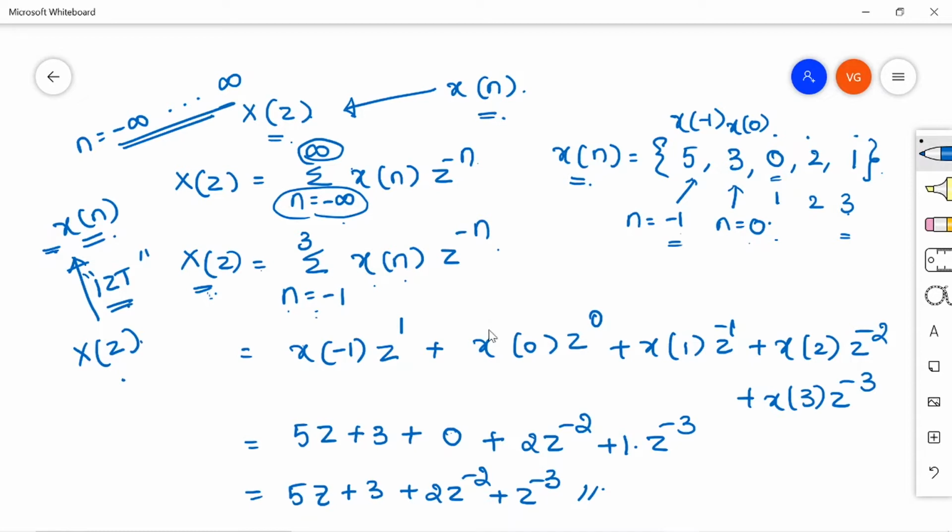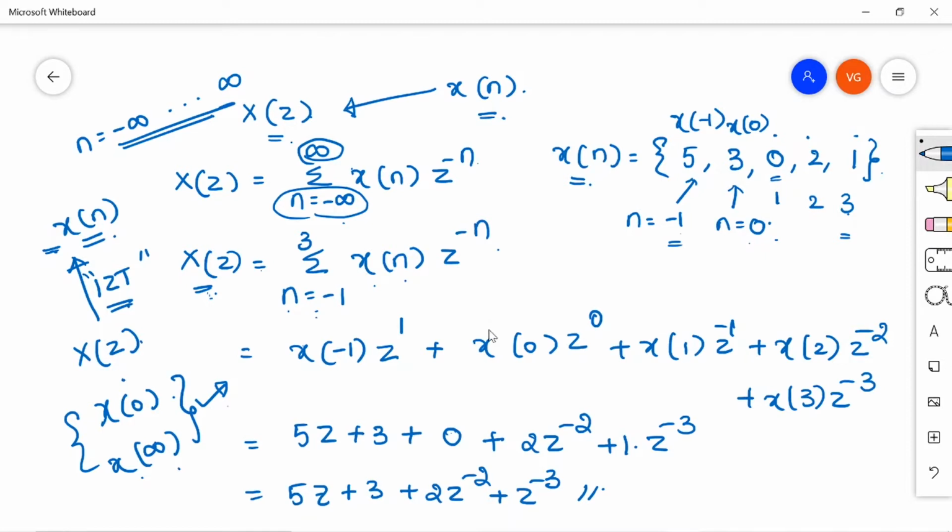Now suppose you want to find x of 0 or x of infinity. The initial value theorem and final value theorem are used to find x of 0 and x of infinity directly using a formula. Otherwise, how do you need to find them?